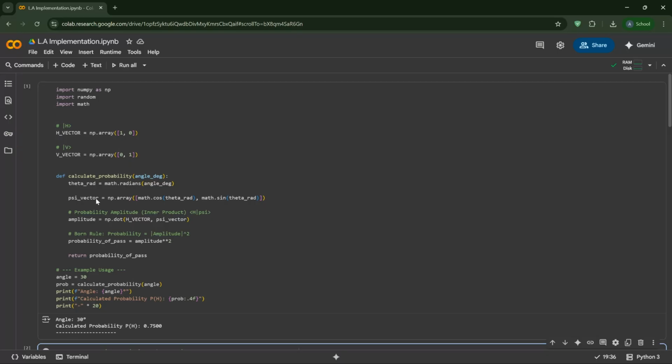To get the observable probability, we apply the Born rule. We simply take the amplitude and square it, giving us the final theoretical probability pH is equal to cos squared theta. Here, in a sample use, we have inputted the angle of the orientation of the filter and printed out the probability of the photon to be passed. And in this use, the angle we have inputted is 30, and the probability of the photon to be passed to the filter is 75%.